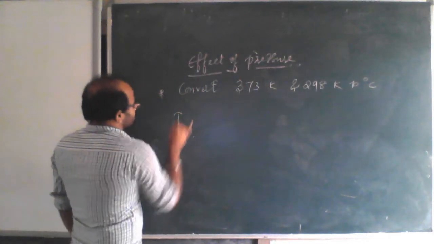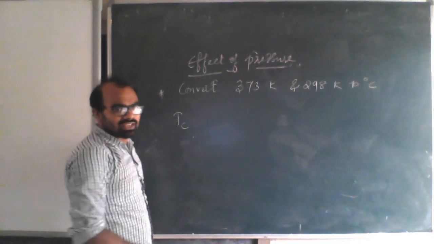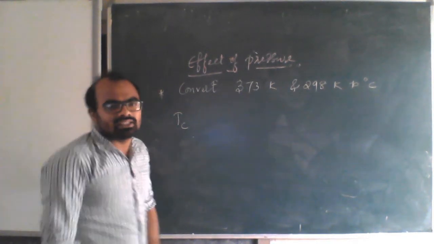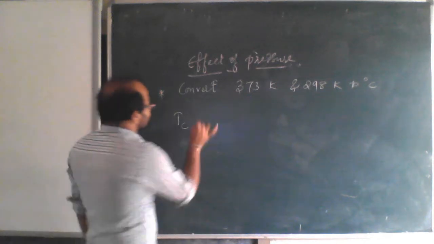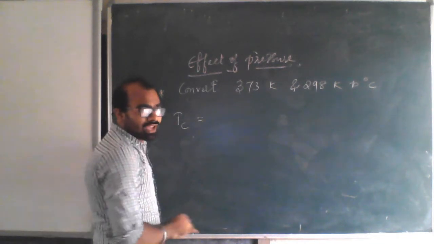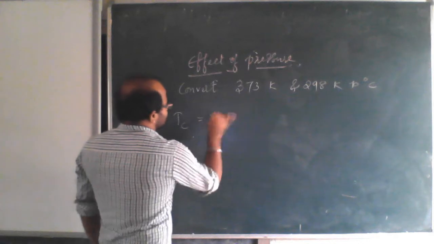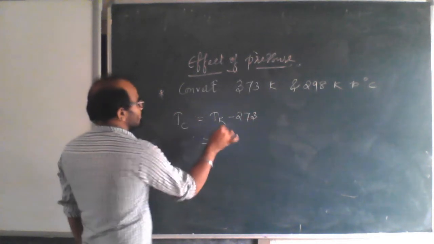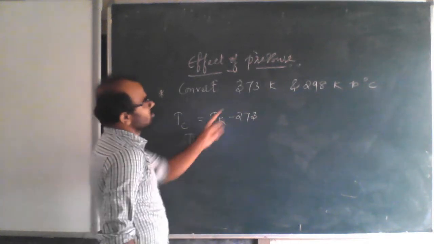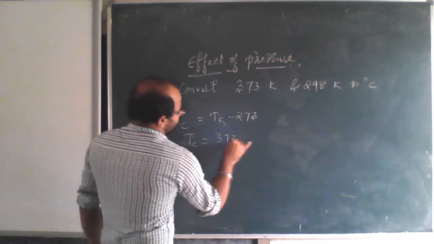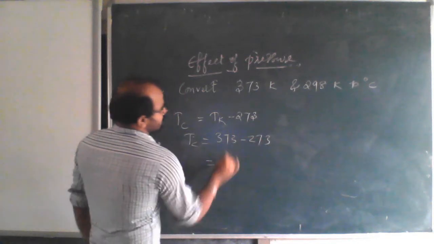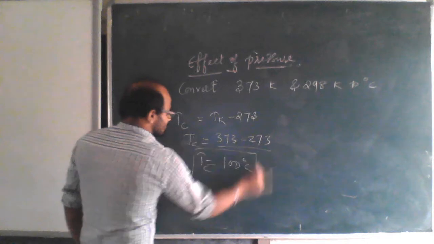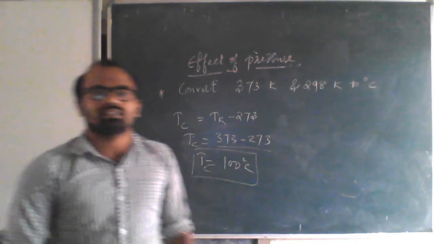So temperature in degree Celsius, we'll write it as Tc. I can write it as Tc, temperature in degree Celsius. That is my formula. I have to subtract 273, that is temperature in Kelvin minus 273. What is temperature in Kelvin for me? Tc is 373 minus 273, which is 100 degree Celsius. Tc is equal to 100 degree Celsius.